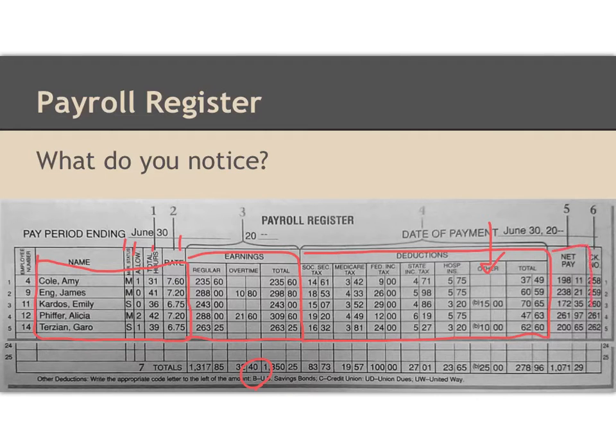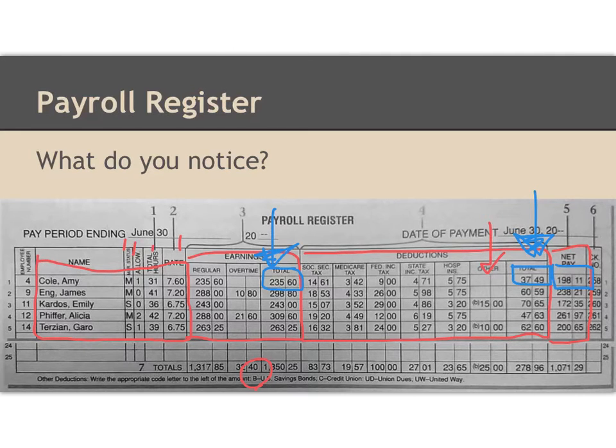Finally, over on the right-hand side, we have their net pay. Remember that net pay is their gross pay, this column right here, minus the total of all of their deductions. So that's why Amy's net pay is $198.11. It's the $235.60 that she grossed minus the $37.49 that was withheld for various taxes. And that's again how we get the $198.11. Same method for James, for Emily, for Alicia, and for Garrow.